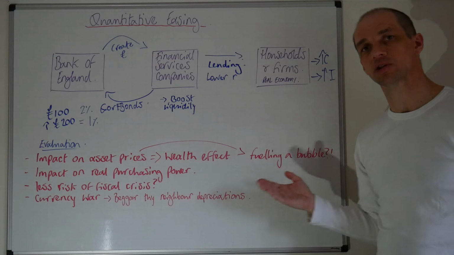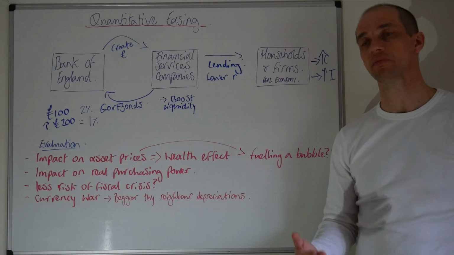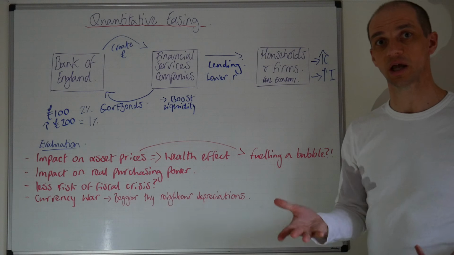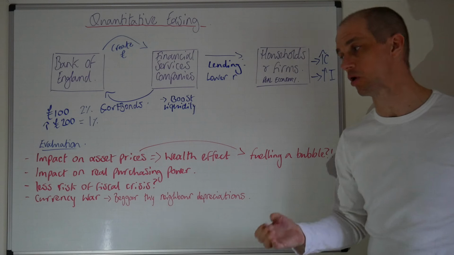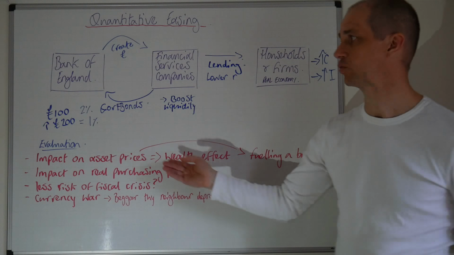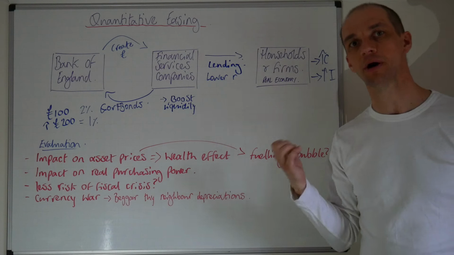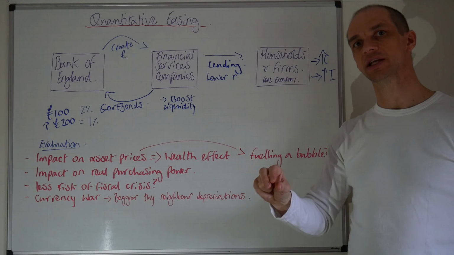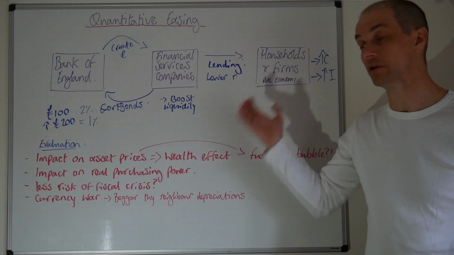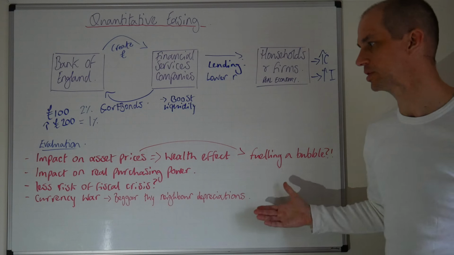Okay, there's also the impact on real purchasing power, because if consumption and investment are picking up, and we've got that direct increase in the money supply, then prices will increase as a consequence of demand-pull inflation. Perhaps there is less risk of fiscal crisis, because the Bank of England holds a lot of those bonds. But of course, what we're also seeing is the depreciation of the real value of our money, and that is a direct consequence of this expansionary or inflationary policy.